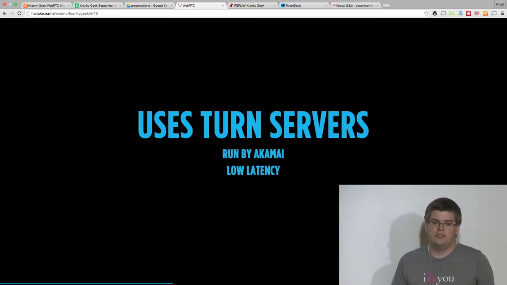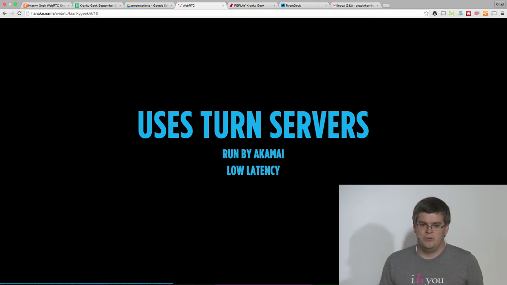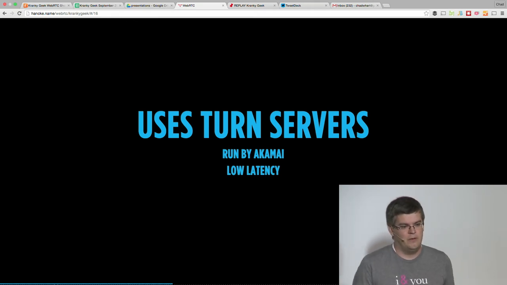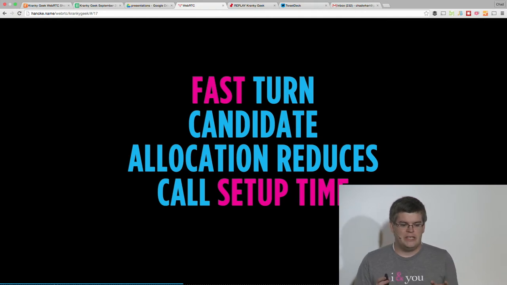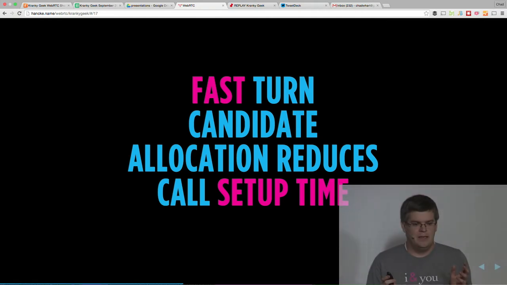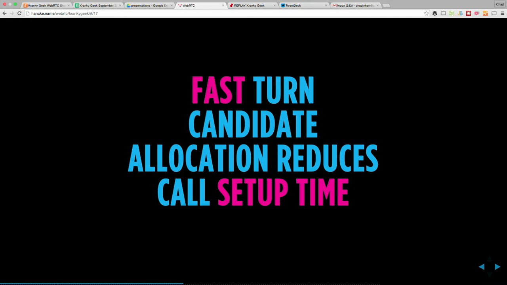And of course, they use TURN servers, run by Akamai, distributed around the globe for low latency. And we found that they're using a very fast mechanism for the candidate allocation, which skips some round-trip times. And that reduces the call setup time. And as we've heard earlier, this call setup time, the time it takes to establish the call, is very important for user experience.